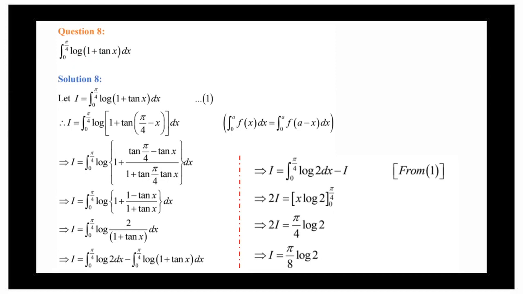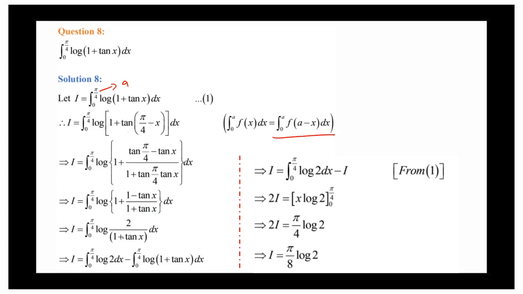Now log of 1 plus tan x. Here also we are applying the same property, tan of pi by 4 minus x, a minus x, because a is pi by 4. Now tan of a minus b is tan a minus tan b upon 1 plus tan a into tan b. Tan pi by 4 is 1. After that, 1 plus 1 minus tan x upon 1 plus tan x.